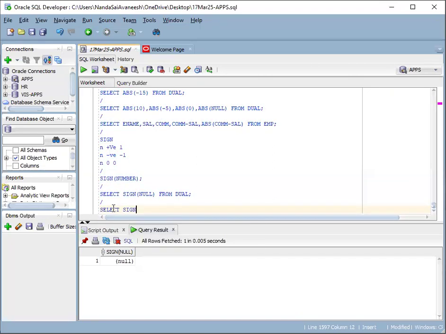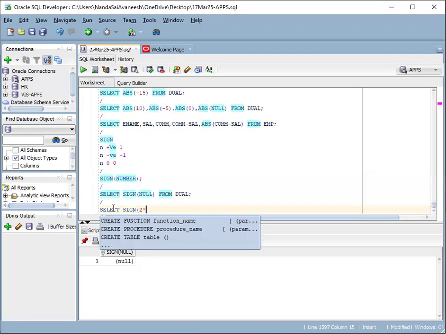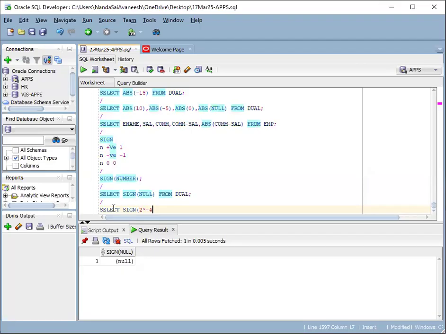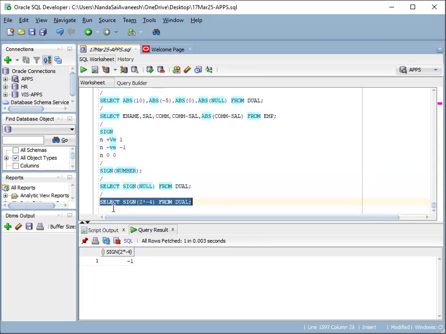Select sign of 2 into -4 from dual. So if I am taking 2 into -4, what is the output I am going to get here? It is -1. Suppose instead of sign, if I use the ABS function, the absolute function, then it will be positive 8. If I am not using the ABS function, then it will be -8.